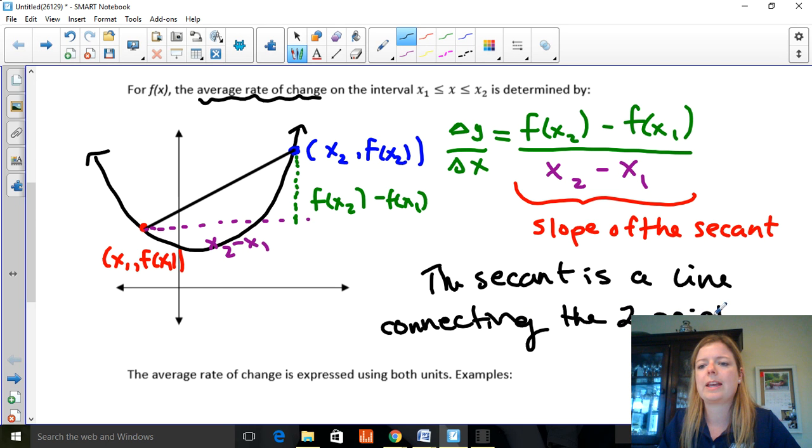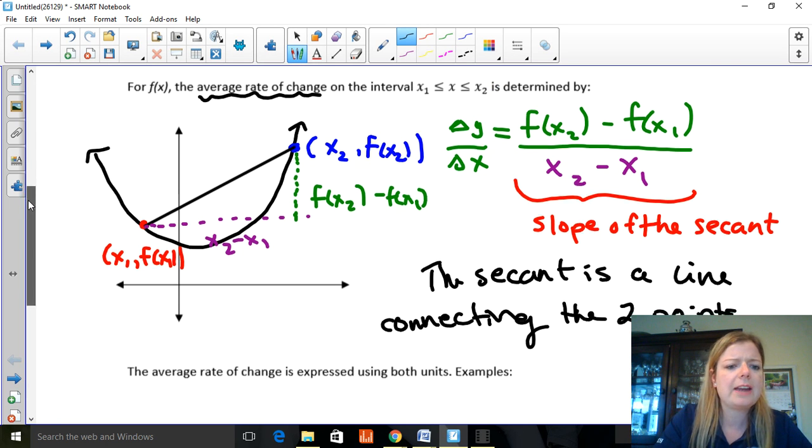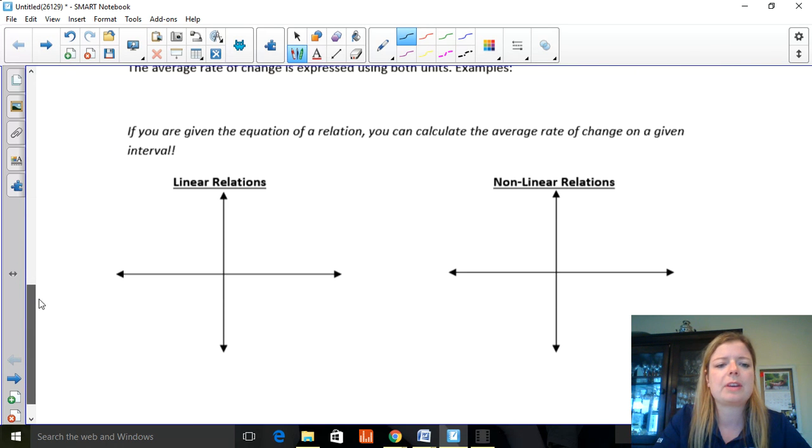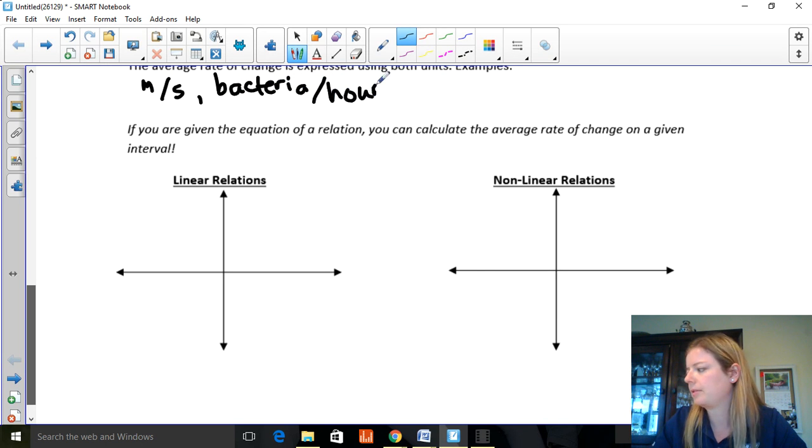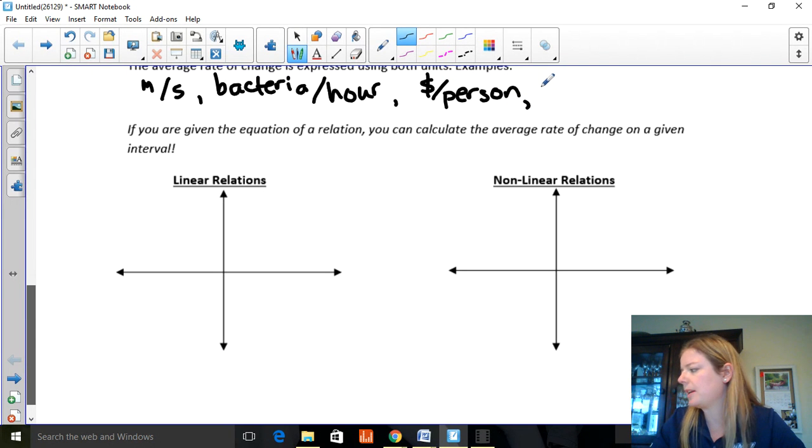So the average rate of change on the interval from x1 to x2 is determined by this formula, which again is just the slope formula. The average rate of change is expressed using both units. I spoke about this a little bit at the beginning. So things like meters per second, bacteria per hour. What else do I have here? Dollars per person, if you're looking at how much money you've made when selling something.